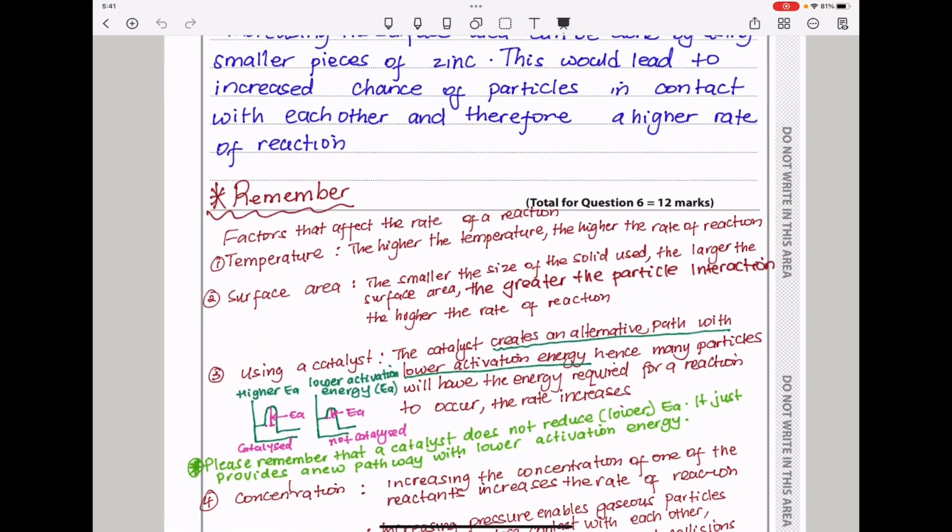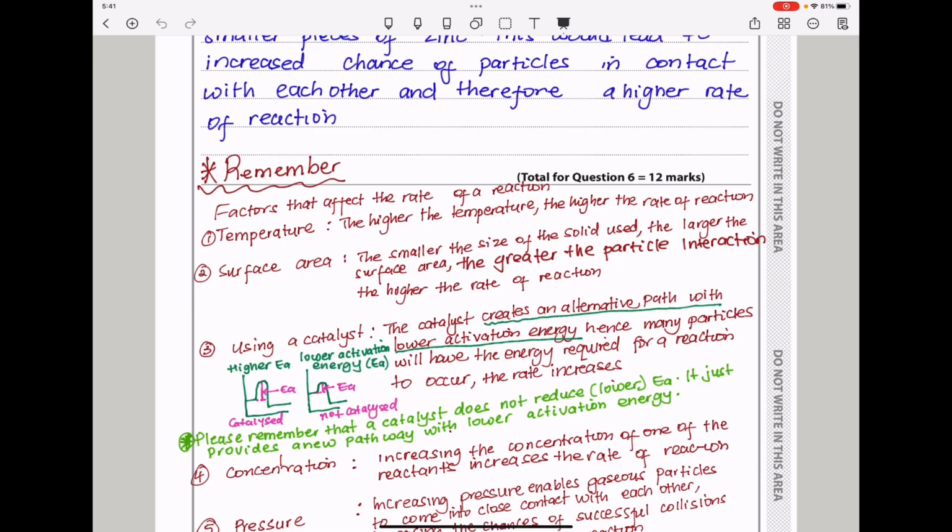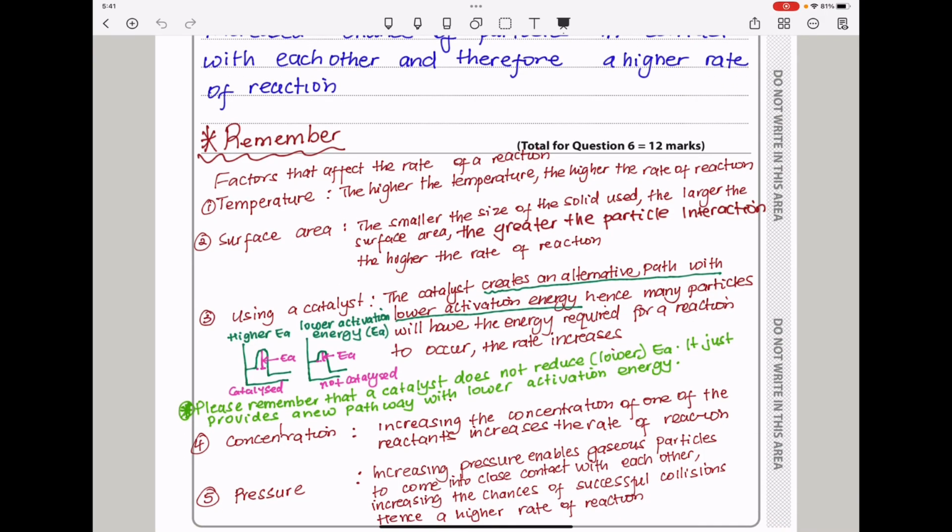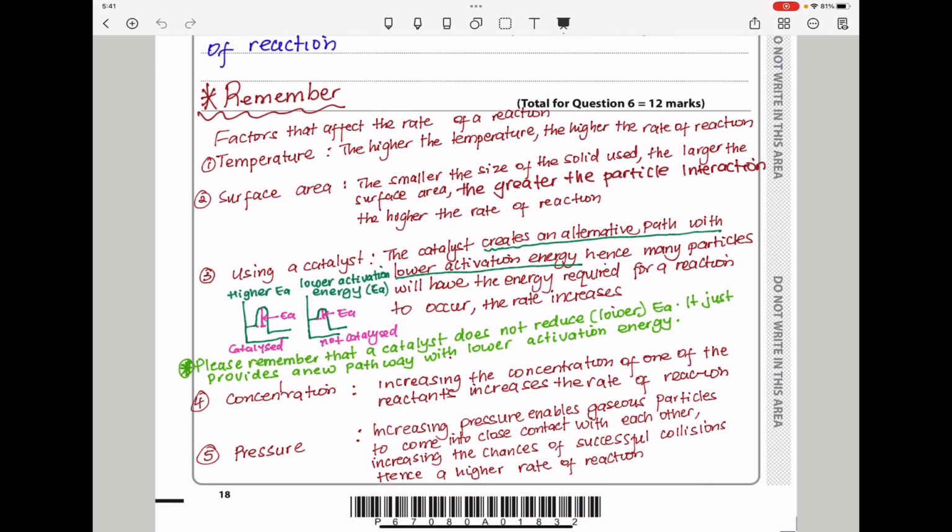Down here, I put a reminder of the factors that affect the rate of a specific reaction, like temperature, surface area, using a catalyst, concentration, and pressure. So please go through these to remind yourselves of what you should know concerning specific reactions.